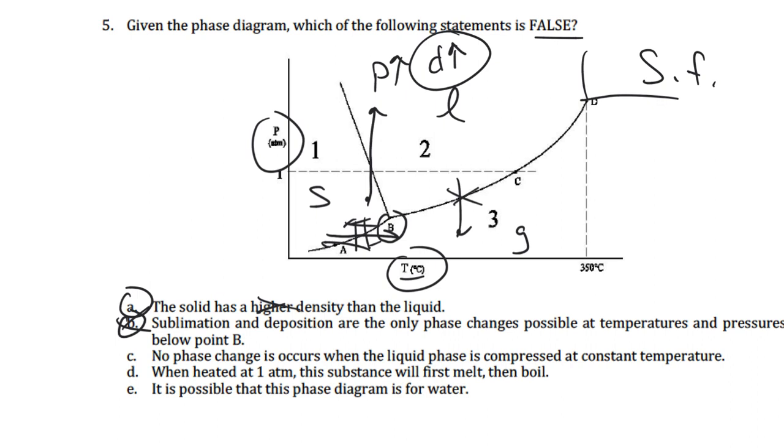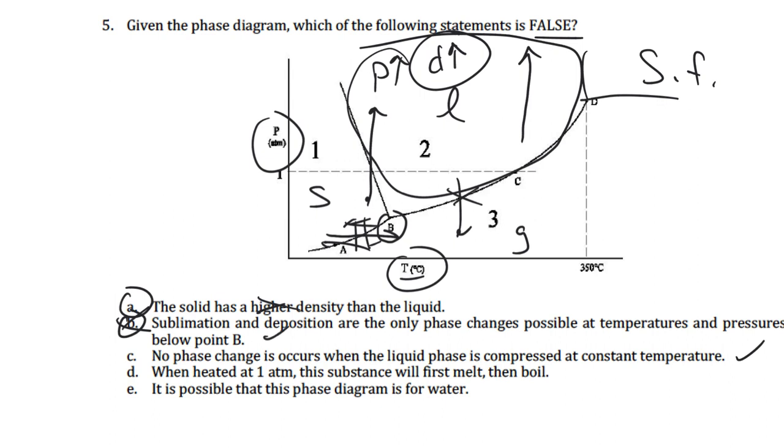Point C, no phase change occurs when the liquid phase is compressed at constant temperature. If you imagine taking the liquid phase here and then you compress it, it's going upwards in pressure. So compressing is adding pressure. We compress the liquid phase, and if you notice, there's no point at which we become any other phase other than staying liquid. And so that would be a true statement.